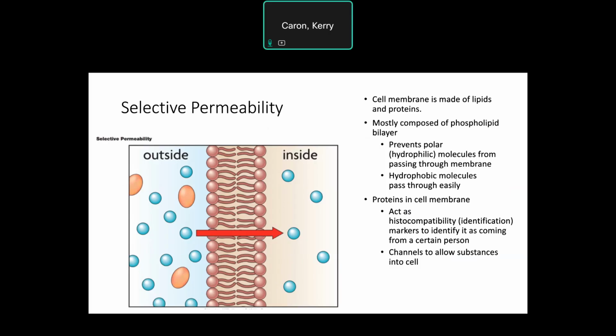Again, the cell membrane is semi-permeable, so it allows some things in, some things not in. I kind of think of it as a bouncer. It's made of lipids and proteins, and most of it is this phospholipid bilayer, meaning two layers. It prevents hydrophilic substances from going through, but hydrophobic can pass easily through. It identifies what we call histocompatibility markers, as it is coming from a certain person, and it has some channels that allow things into the cell.